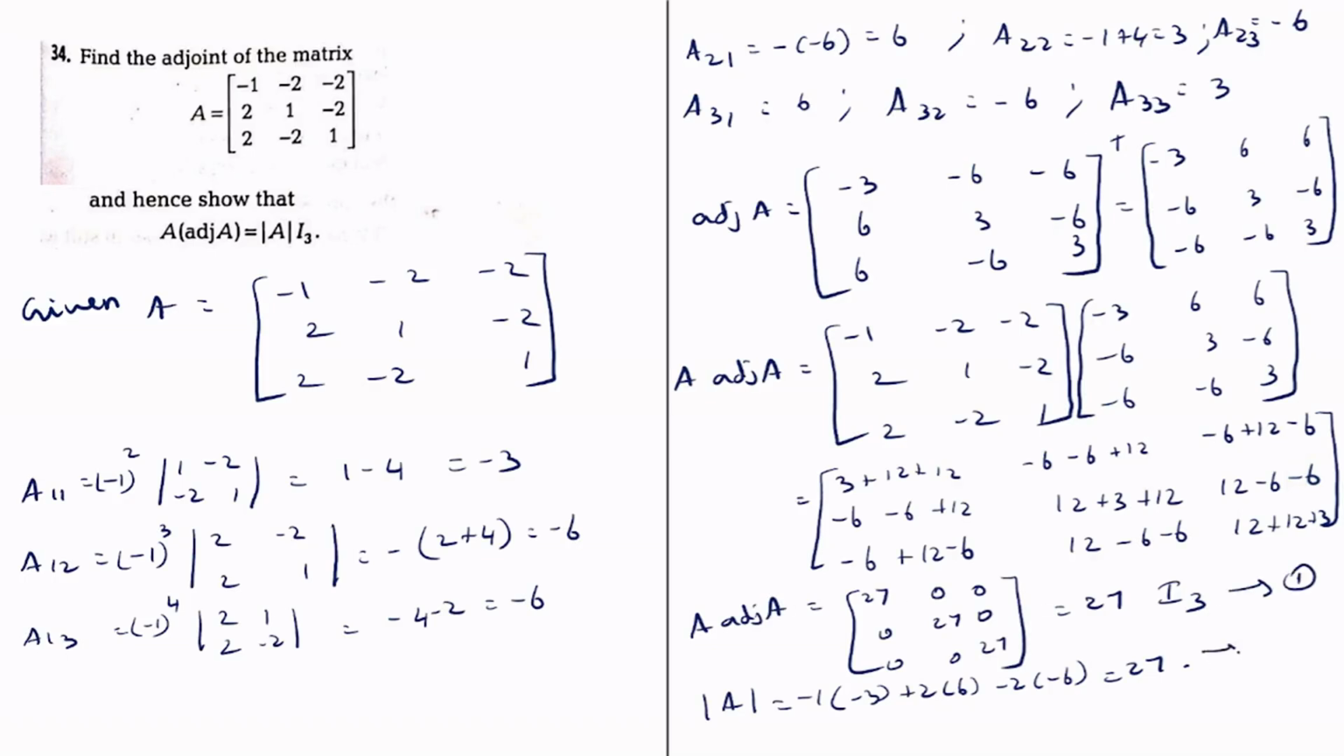So this is 1, this is 2. If we take 1 and 2 implies A into adjoint of A equal to determinant of A into I3. Since we have determinant of A as 27, so this is determinant of A into I3. Hence, we have proved.